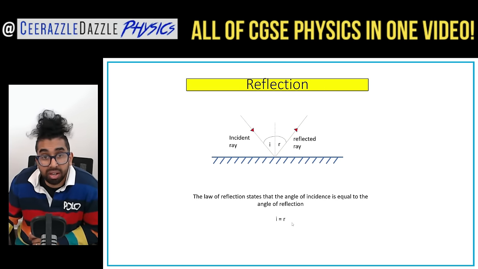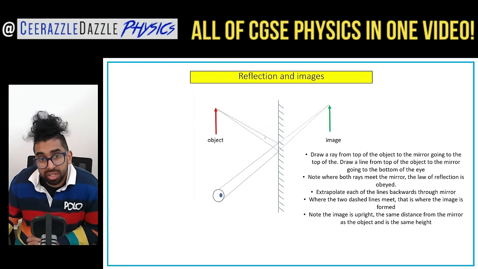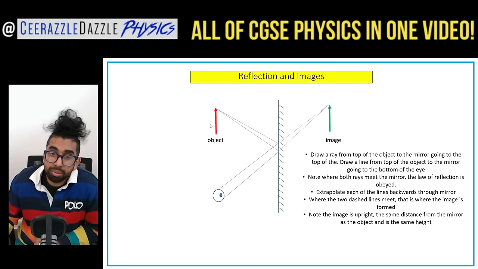I is equal to R. Then, reflection and images. Right now, let's say you have an object and you're looking at it through a plane mirror. So here's a mirror.